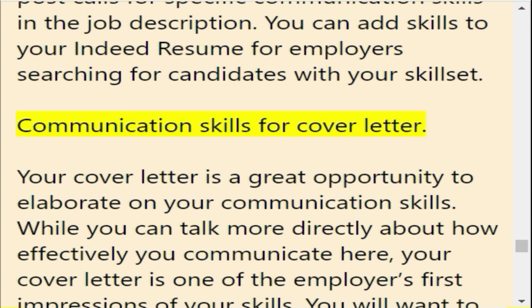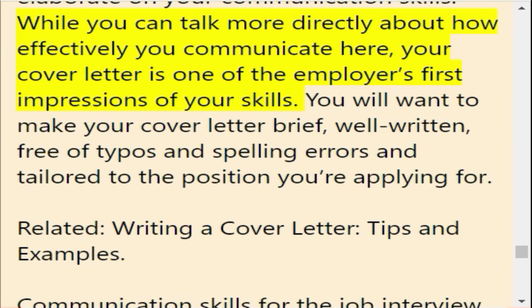Communication skills for cover letter. Your cover letter is a great opportunity to elaborate on your communication skills. While you can talk more directly about how effectively you communicate here, your cover letter is one of the employer's first impressions of your skills. You will want to make your cover letter brief, well-written, free of typos and spelling errors, and tailored to the position you're applying for.